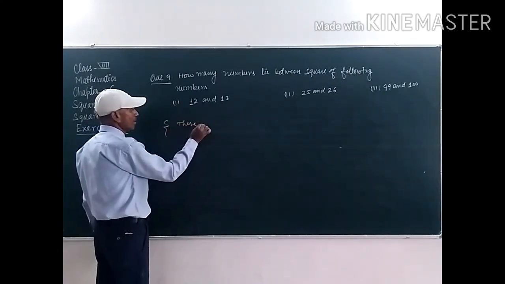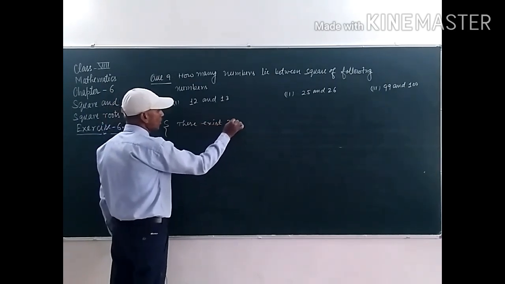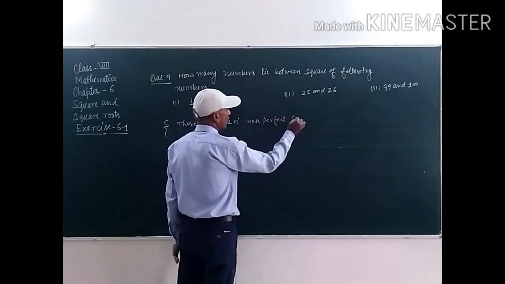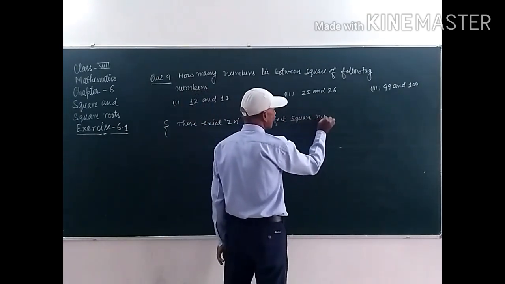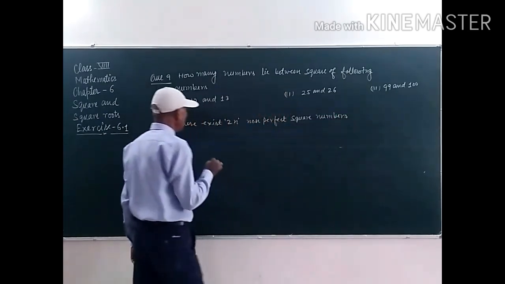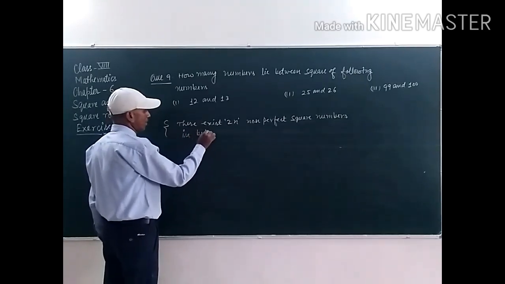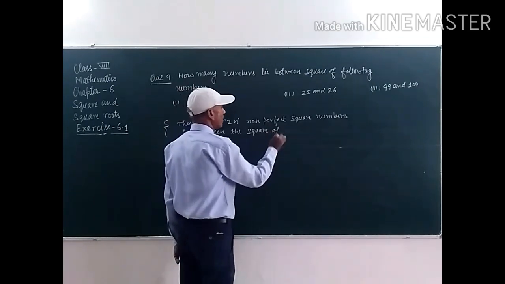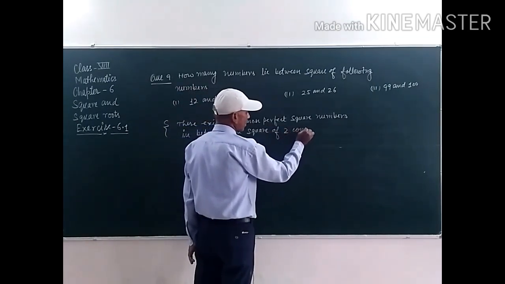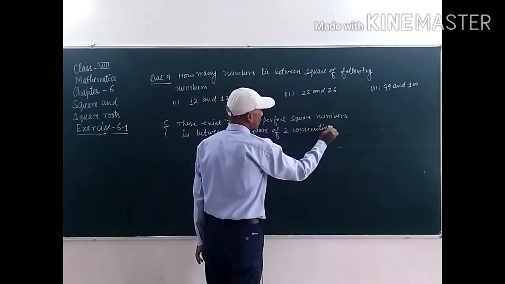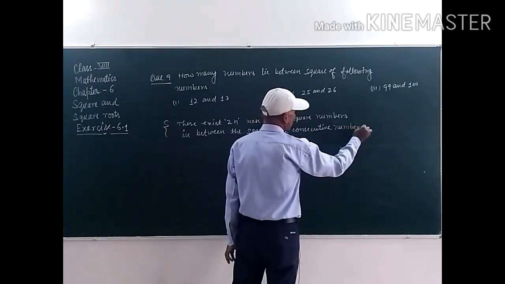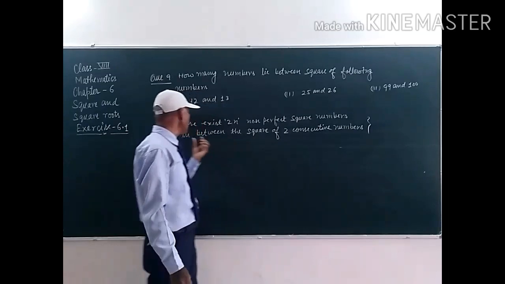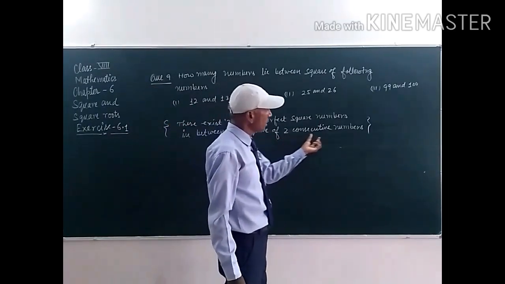There exist 2n non-perfect square numbers in between the squares of two consecutive numbers, student.